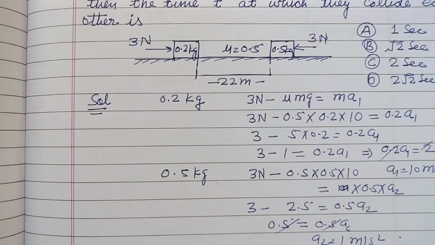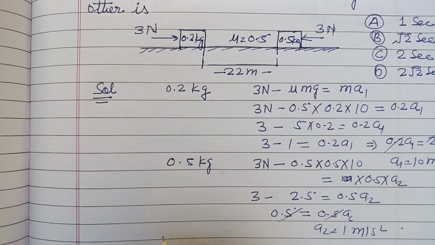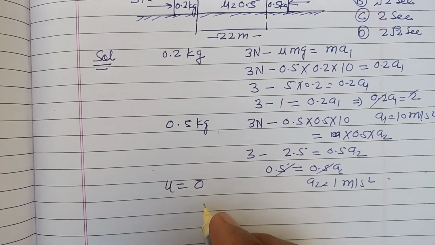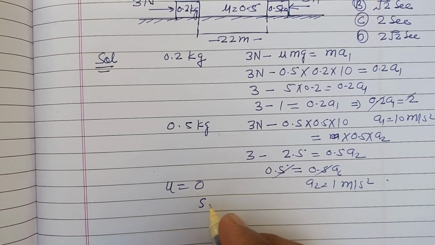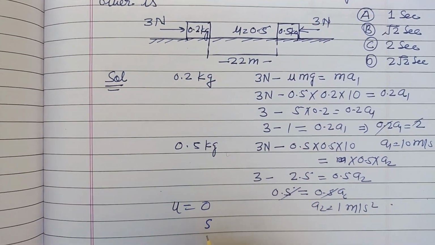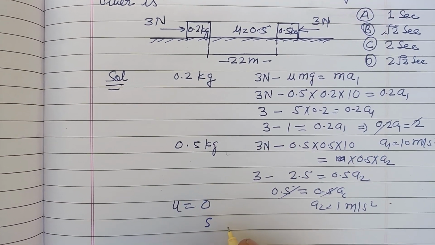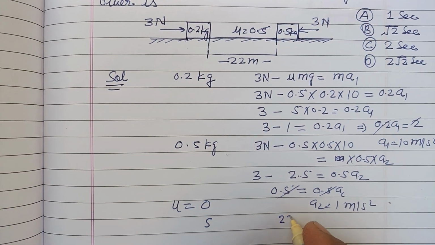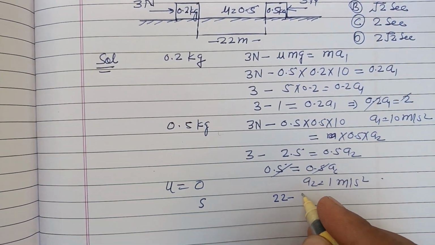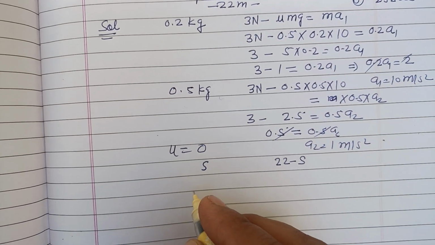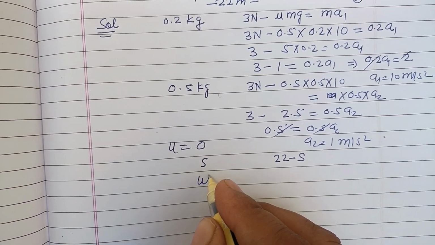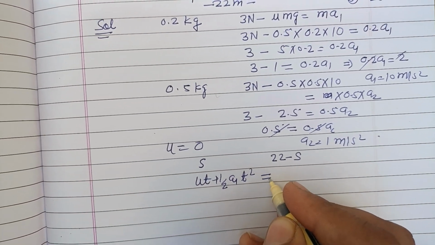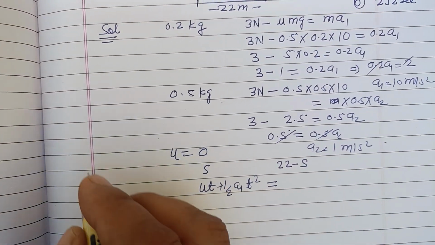Now they move with initial speeds of 0. Their initial speed is 0. Therefore the distance covered by the block of mass 0.2 kilogram is s, and the distance covered by the block of mass 0.5 kilogram is 22 minus s. So s equal to ut plus half a1 t square. Let them collide after time t.